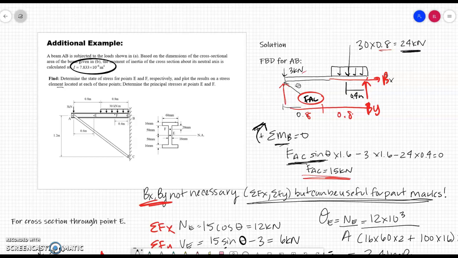Then we have our 3 kilonewtons. It's going to be a negative moment, because it's going to be causing the beam to rotate this way. Remember, taking it at B, it's 3 kilonewtons times the distance of the whole beam. And then we have that 24, also spinning the whole thing around this direction, and it's acting at a very short distance of 0.4. So we end up with FAC equal to 15, and now we can use that in our analysis.